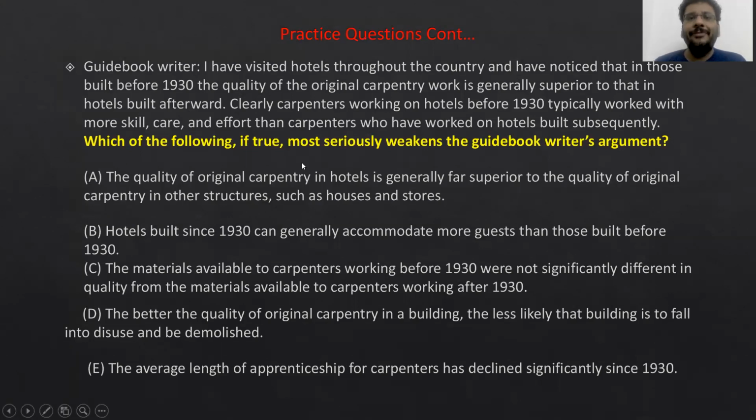He says, I have visited hotels throughout the country and have noticed that in those built before 1930, the quality of the original carpentry work is generally superior to that in the hotels built afterward. Clearly, carpenters working on hotels before 1930 typically work with more skill, care, and effort than carpenters who have worked on hotels built subsequently. Now, what is he trying to say? Let's try to understand the conclusion of the argument.